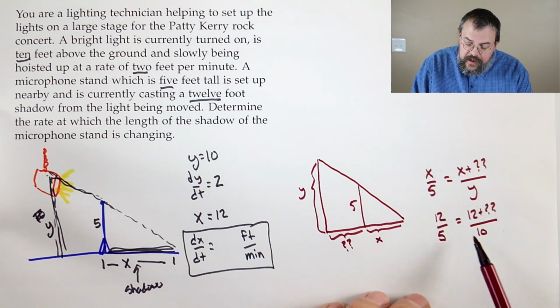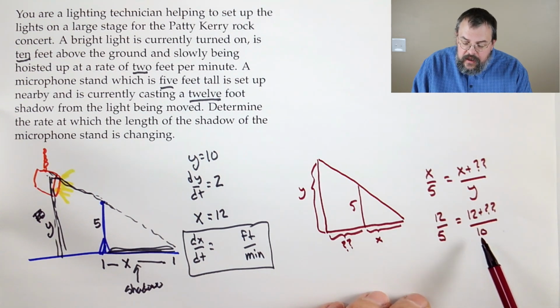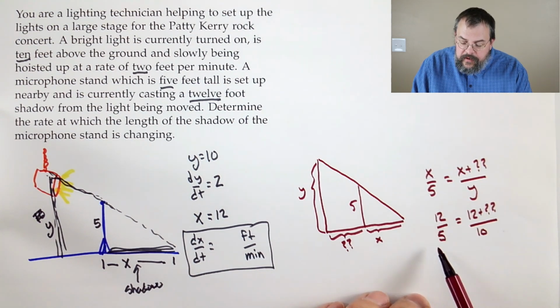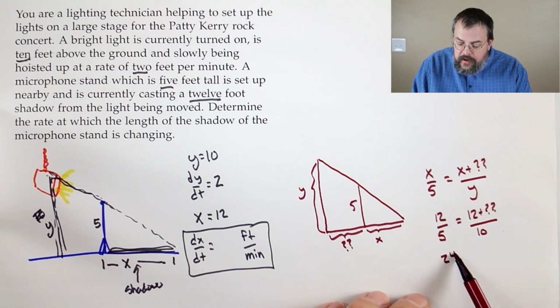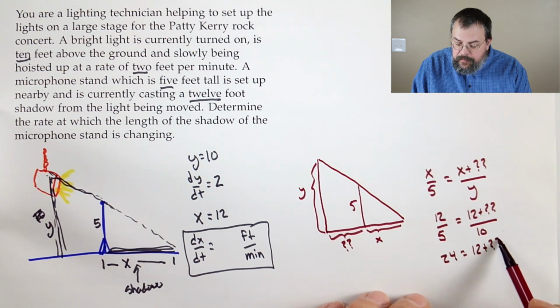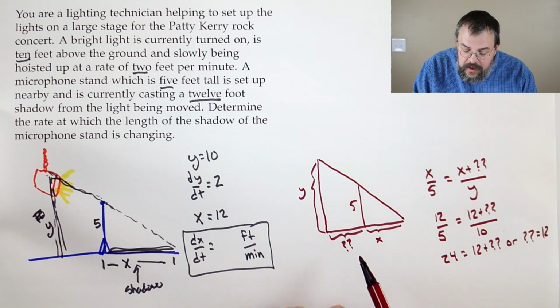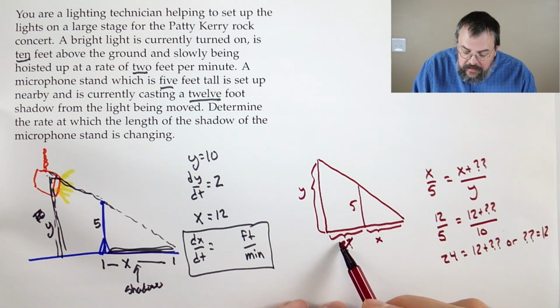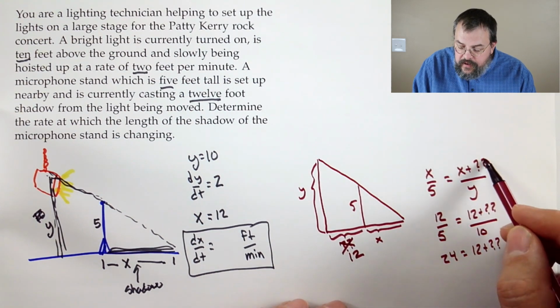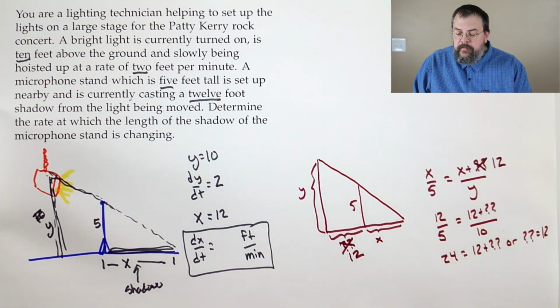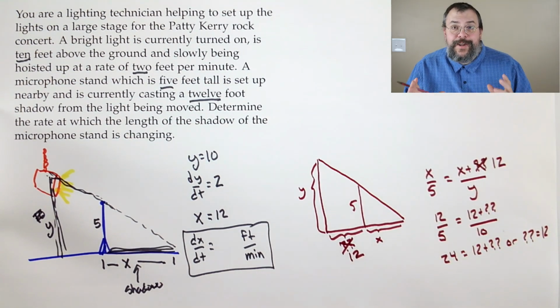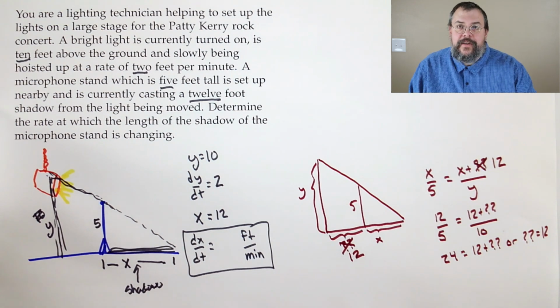Now, multiply both sides by 10, and you'll see that 10 divided by 5 is 2, so you get 24 is 12 plus something. Or you can say, aha, this unknown distance to the microphone, we know what this is. We can now say this is 12. So here we go, that's 12. Now we have our relationship between x and y. And you say, well, perfect.